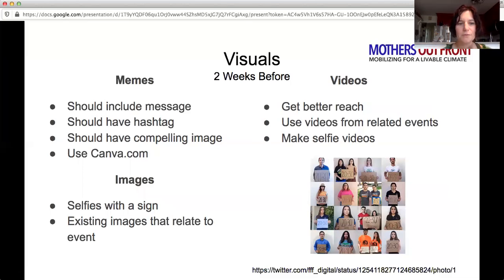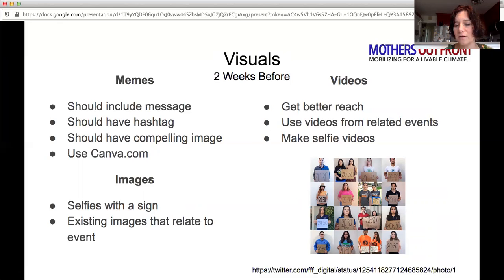All right, let's talk about visuals. There are three basic kinds of visuals you can use. The simplest one is an image. An image is going to be just simply a picture you have on your phone or your computer that you can upload. You can use an image that you've had from a previous rally, or an image you took of yourself that you really like, or an image of you and your kids to make a point. Or you can ask your members and do yourself to make a selfie with a sign.